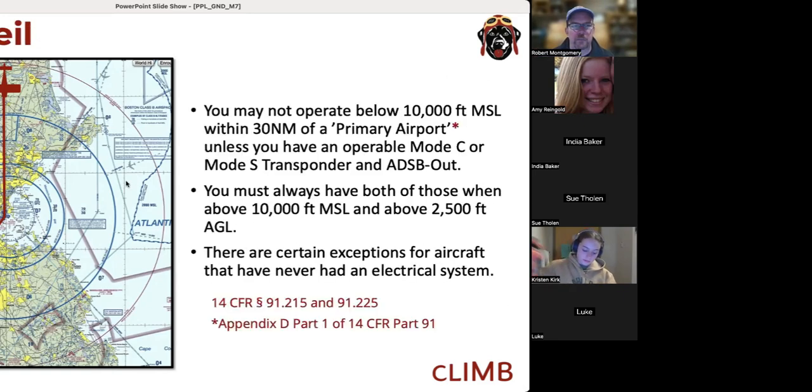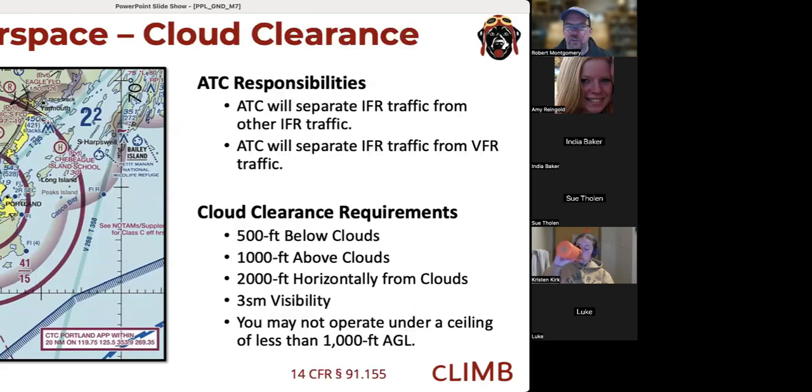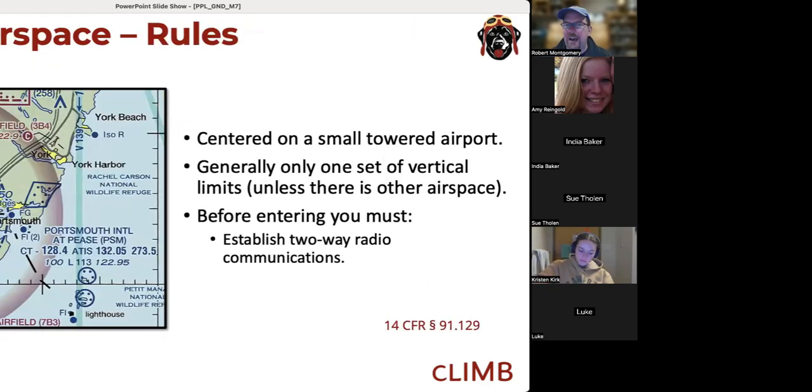And there are some other similar situations. There are Class Charlies that are under Bravos. There's all kinds of weird stuff, especially in Southern California and areas like that, or down in Florida, where there are a lot of really weird airspace stacks, right? But in this case, there's no significant overlying airspace, and so the whole airspace here goes up to 2,600 feet.